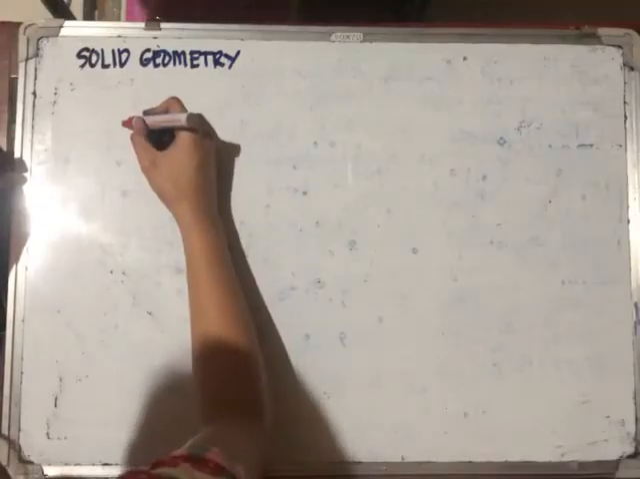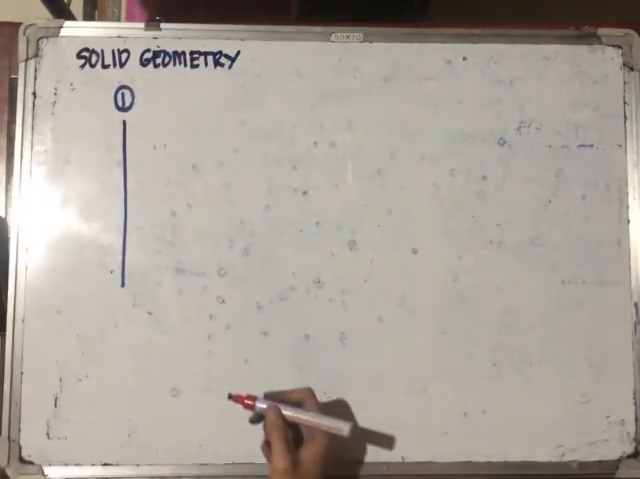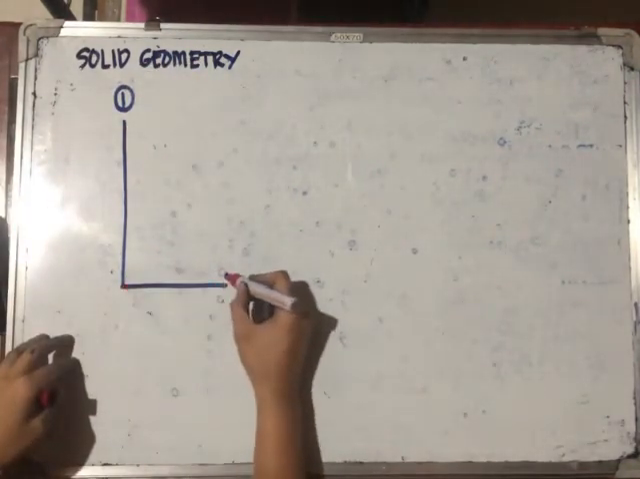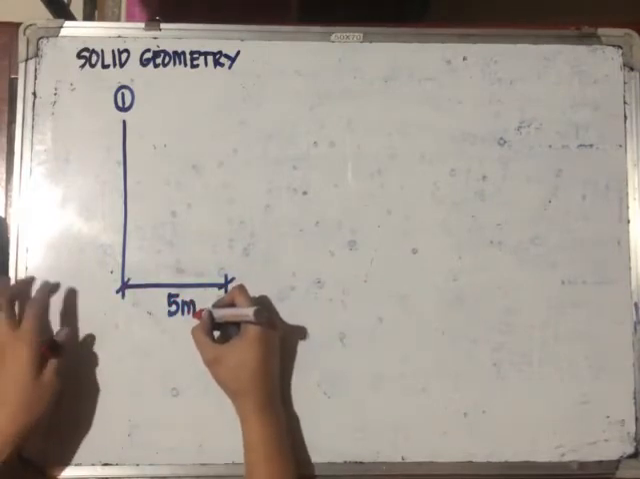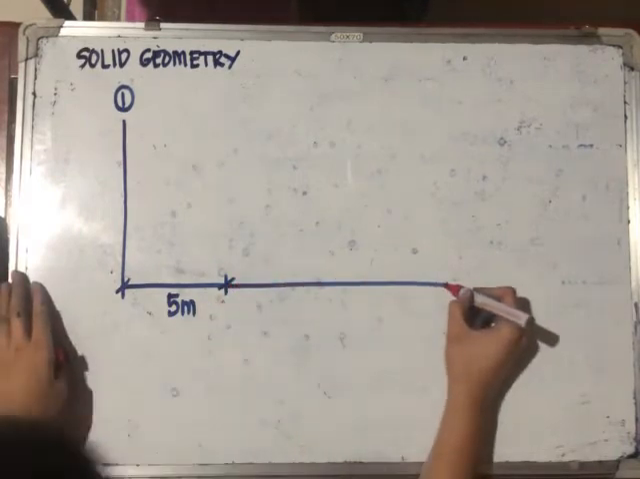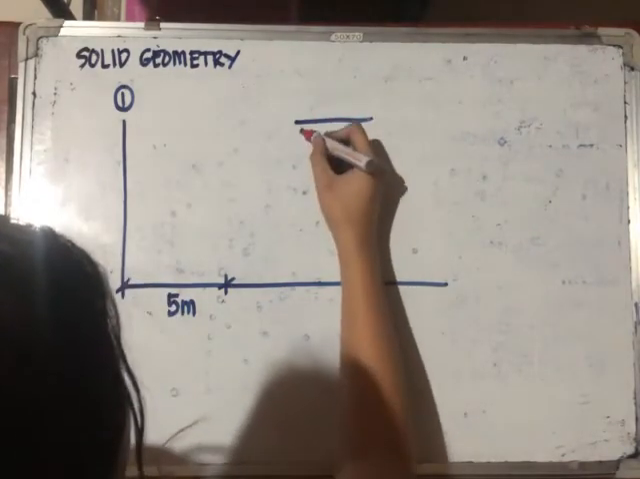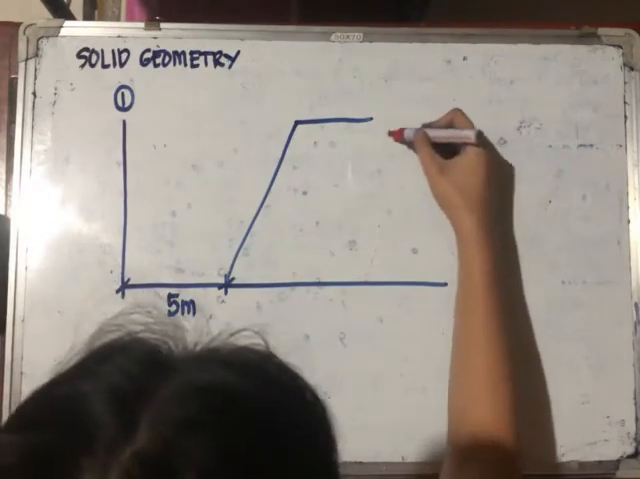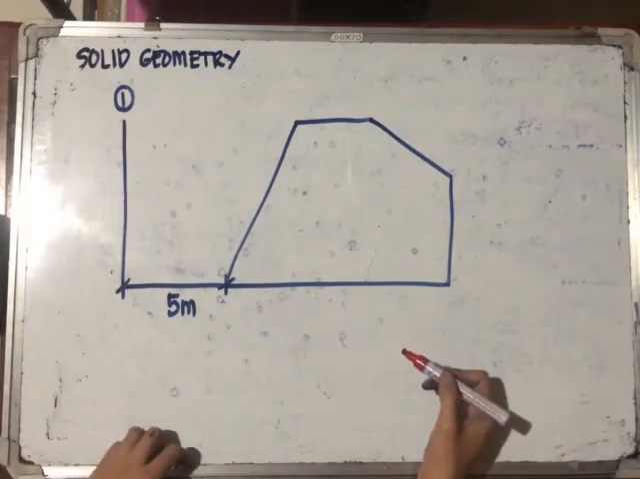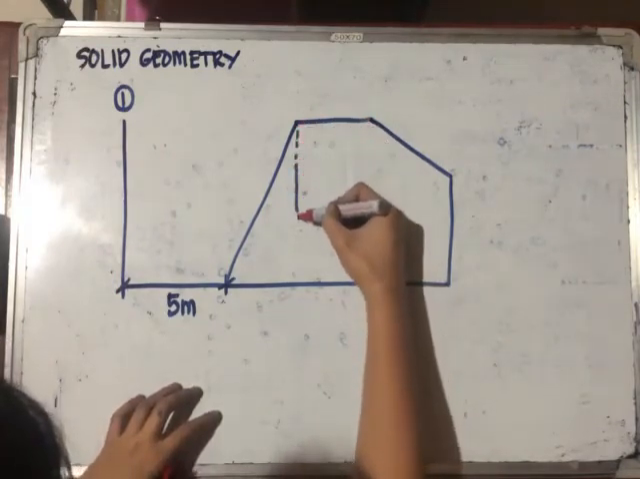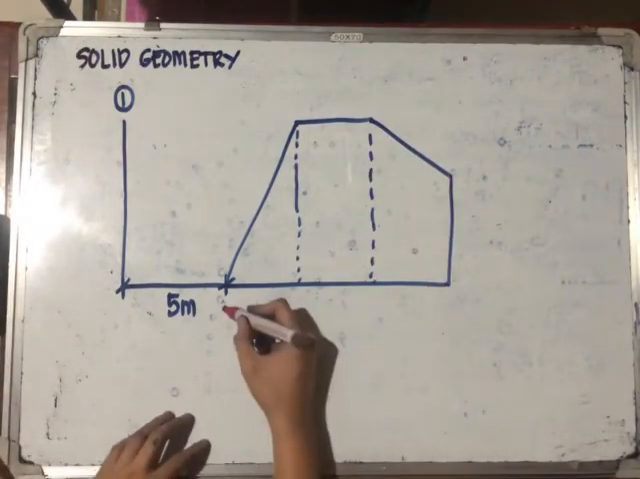Okay? So, we have here line 1. This is our axis of rotation. Yan. Tapos, meron tayong 5 meters na distance dito. Tapos, we have a figure here. Okay. Then, yan. Ito yung figure natin. This one is, chop ko muna siya ha. So, this is 12 meters.